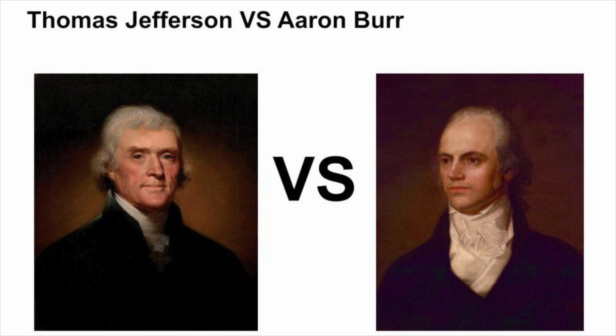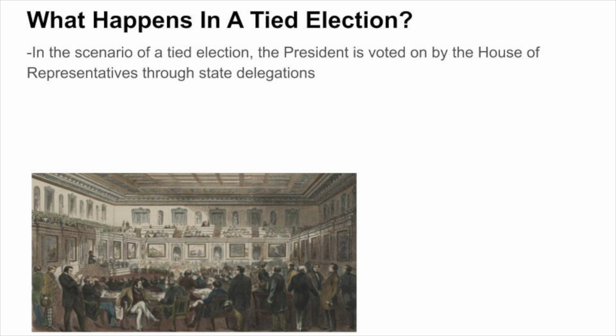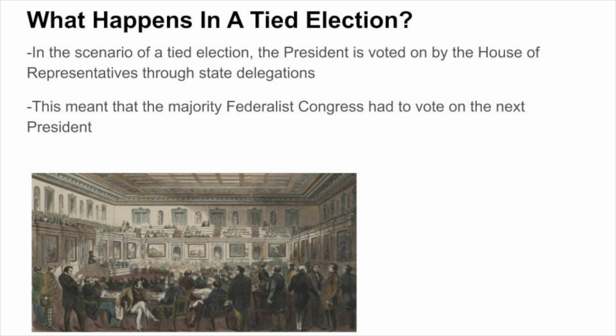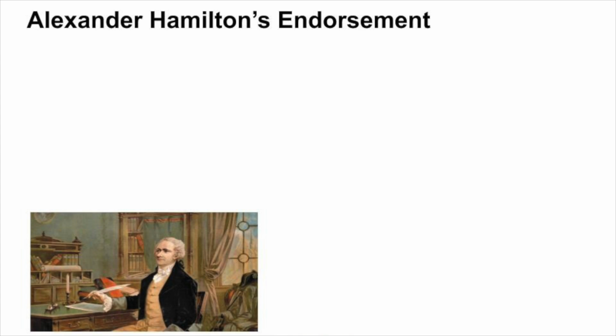These results led to a tie in which both Thomas Jefferson and Aaron Burr were now vying to become president. In the scenario of a tied election, the president is voted on by the House of Representatives through state delegations. This meant that the majority Federalist Congress had to vote on the next president. After going through 35 ballots, the election seemed to be in gridlock. That is until Alexander Hamilton once again stepped into the election, changing the course of American history forever.